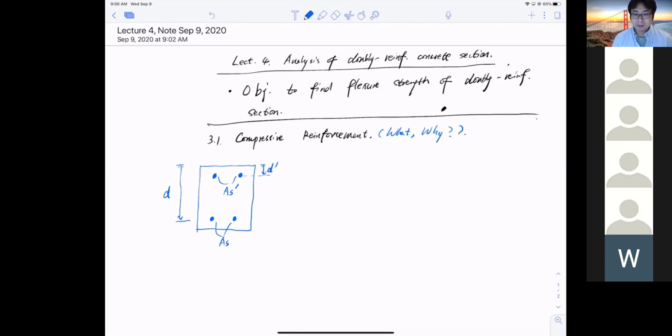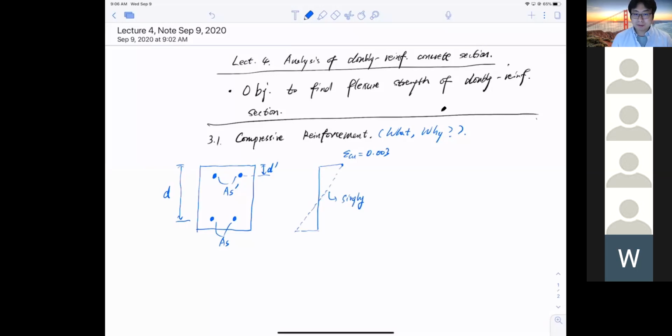I want to show you the difference in terms of strain distribution in the diagram. So let's draw the strain distribution. First of all, for both singly reinforced and doubly reinforced sections, the concrete always crushes at 0.003. So let's do a linear line and assume that this dashed line right here is the singly reinforced section, only one layer at the bottom.